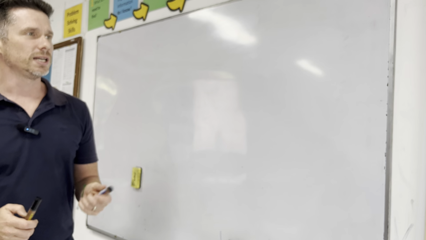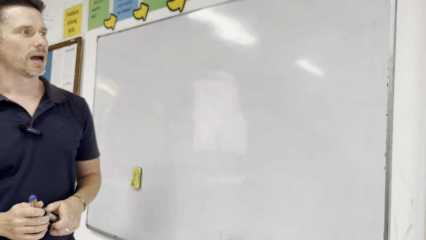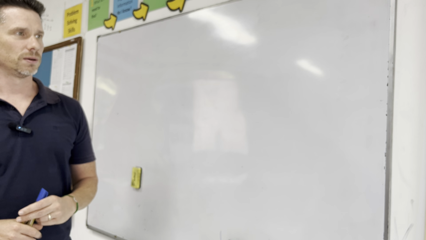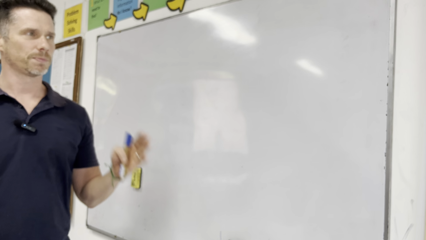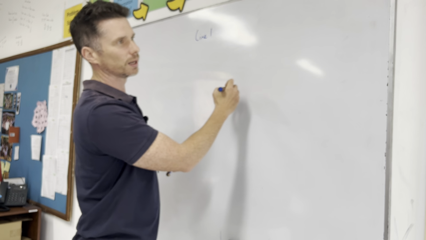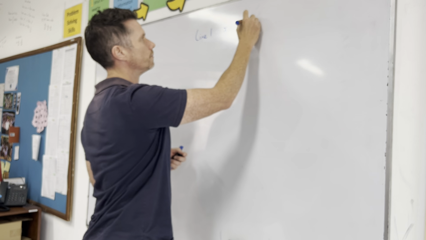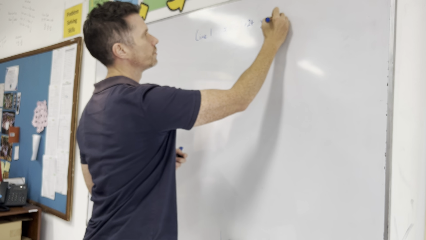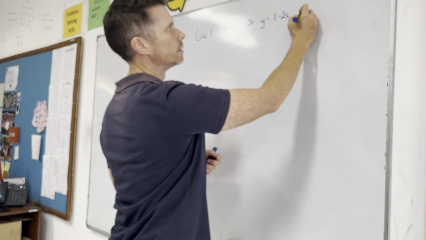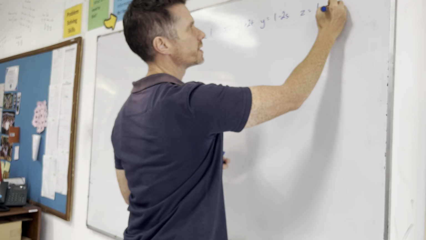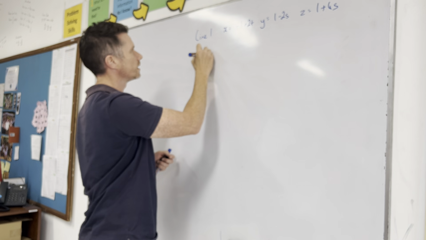We have three lines, and we want to figure out: are they parallel, are they coincident, are they intersecting, are they skew? So we're going to look at these three lines. Line 1, they're in parametric form, which is useful. This is my first line. Let's look at my second line.